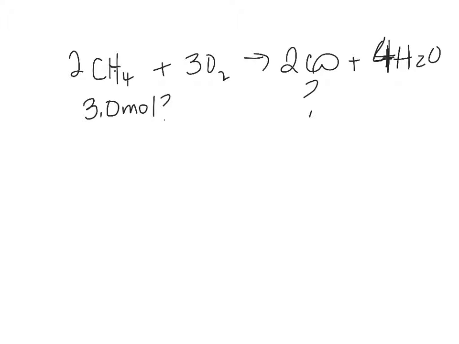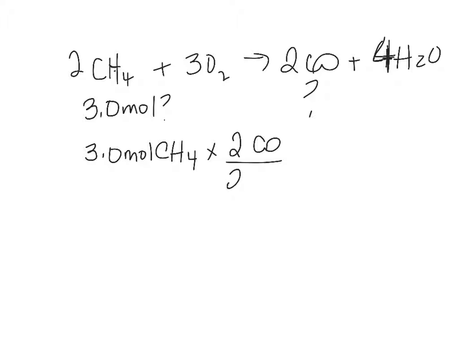So we've got 3.0 moles of CH4. You have to put in the compound when you write your moles. And then you multiply it by the mole ratio. Where do you get the mole ratio from? You get the mole ratio from the balanced chemical equation.